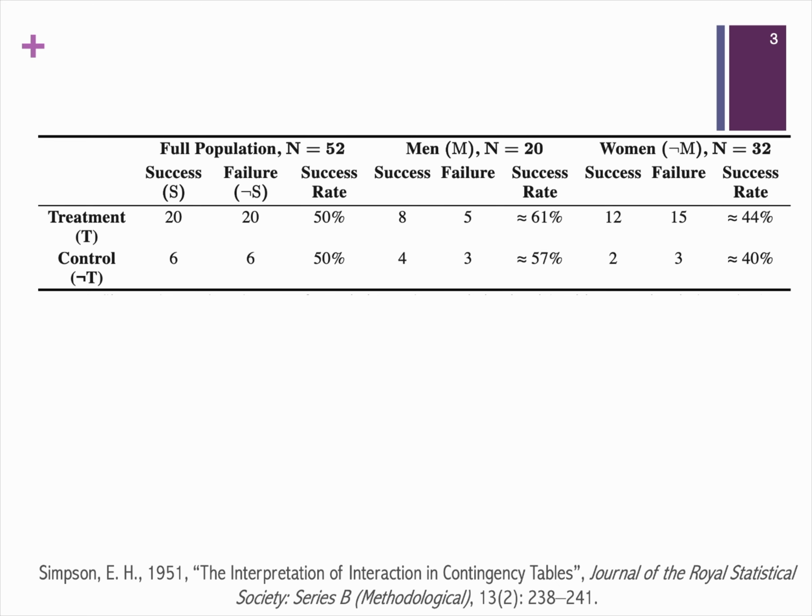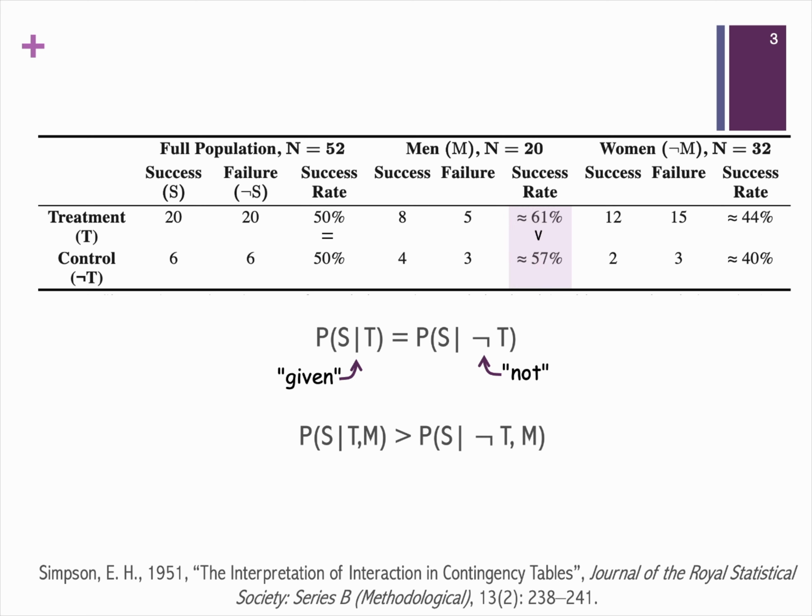To build some numerical intuitions, let's look at a toy example from Simpson's 1951 paper involving the success rate of a medical treatment where patients are either in the treatment or control group. In the full population, the success rate is identical in the treatment and control groups. Mathematically, we write that the probability of success given treatment is equal to the probability of success given no treatment. Although the treatment is uncorrelated with success in the population, it raises the probability of success in men and also raises the probability of success in women. Remarkably, Simpson's example is a classic case of Simpson's paradox.